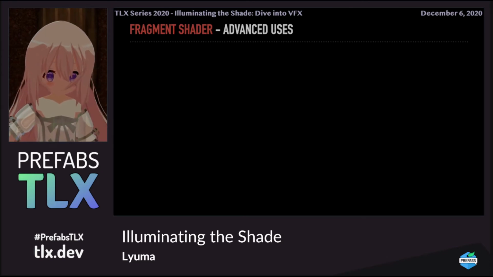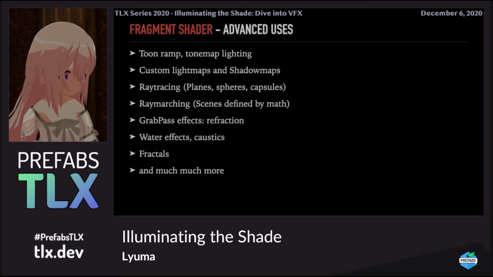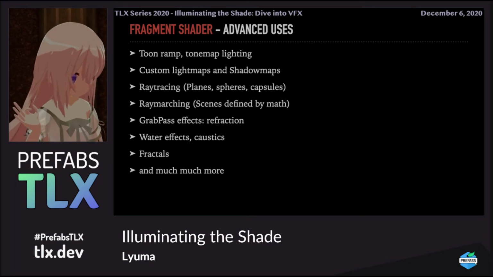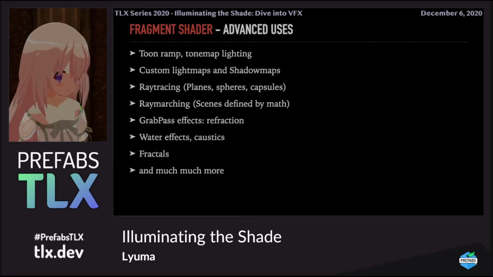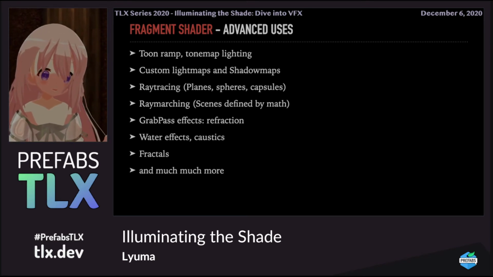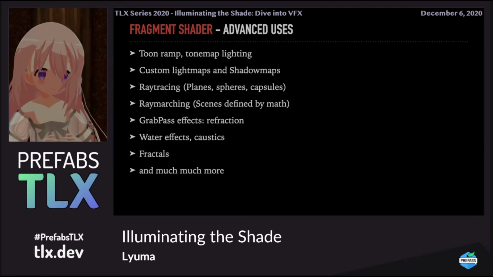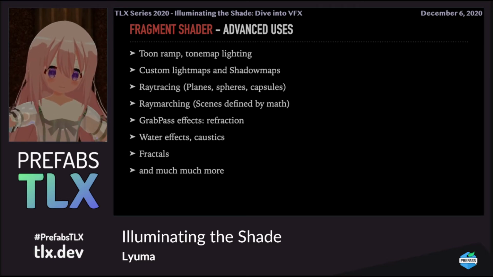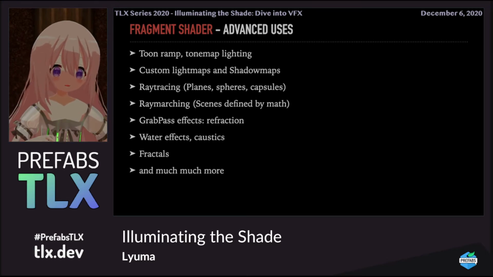Then there are more advanced uses of fragment shaders: toon ramps, light maps, ray tracing, ray marching, grab passes, water, fractals, whatever. The list is basically infinitely long. But some of these things aren't too hard to do. There can be cases where something like ray tracing might be useful. For example, a skybox which uses a ground plane, so you can make it look like there's actually a flat ground, even though it's a skybox.